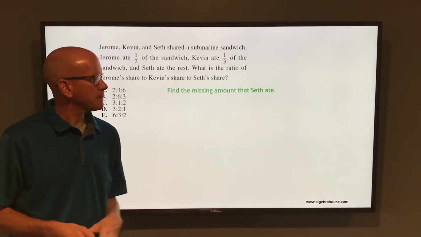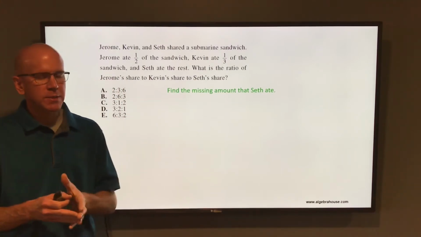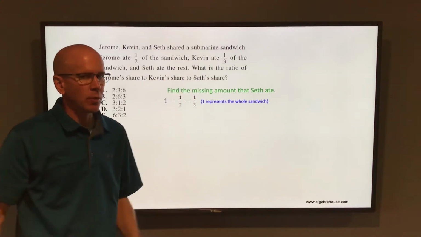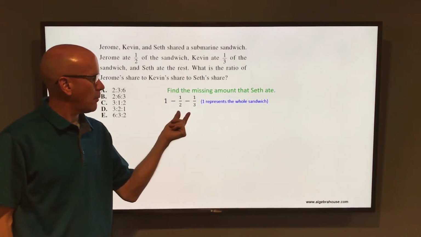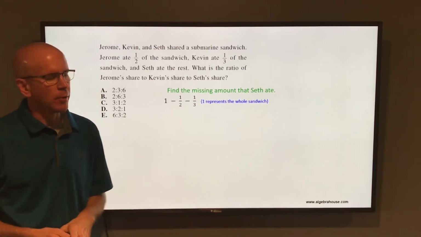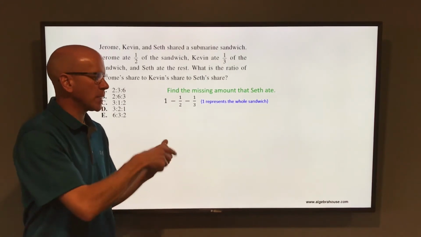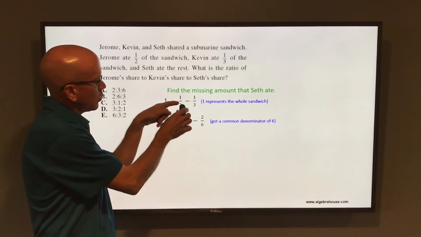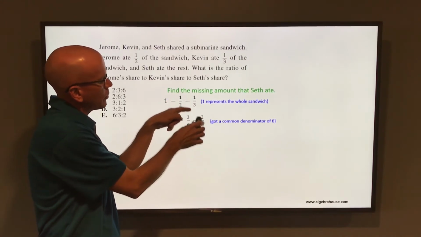So to do that, I'm going to take 1, which is the whole sandwich, 1 minus 1/2, and then minus 1/3. So 1 is the whole sandwich, minus 1/2, and then minus 1/3. You would probably use a calculator. I'm going to get common denominators here. 1, I'm going to change that to be 6 over 6, the 1/2 to be 3 over 6, and the 1/3 to be 2 over 6.